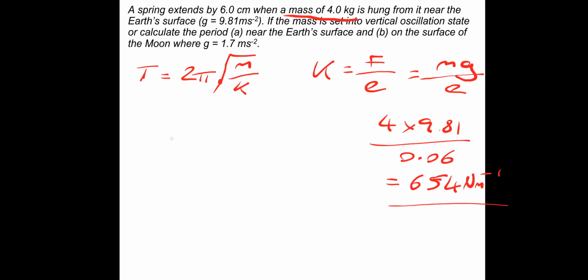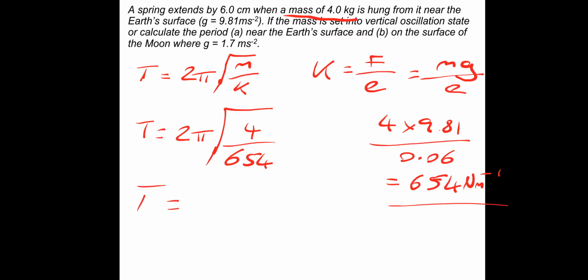Then we just need to put our numbers into the equation. So T is equal to 2 pi square root, the mass is 4, divided by k, which is 654. So that gives a time period of 0.49 seconds.